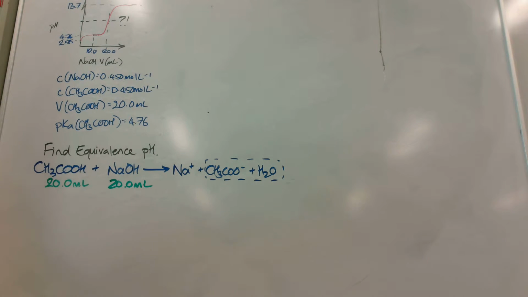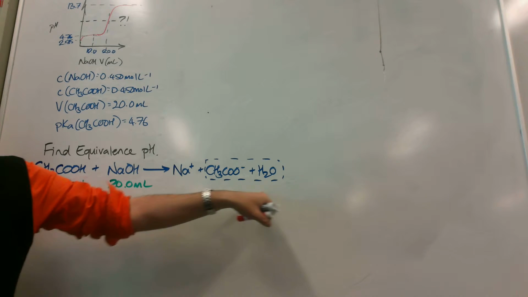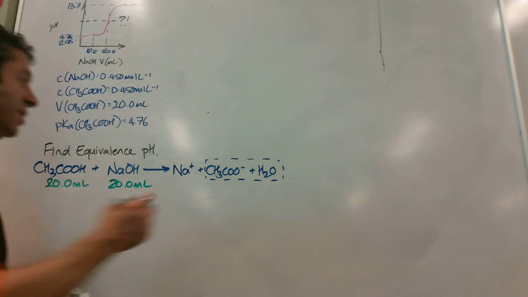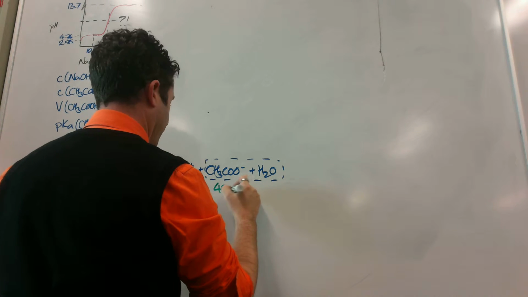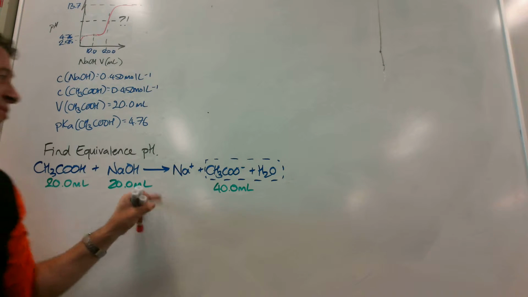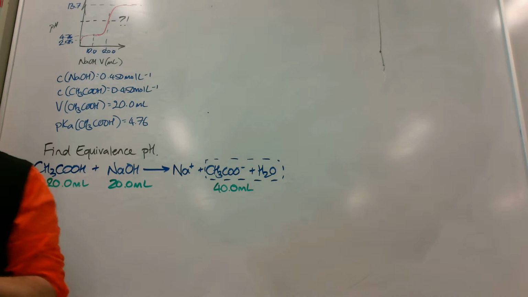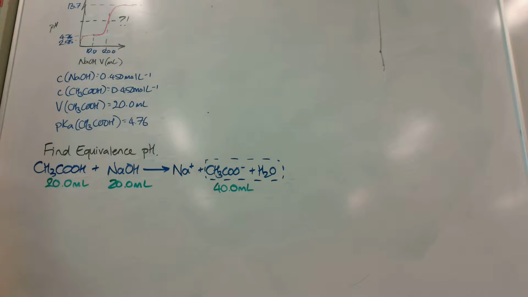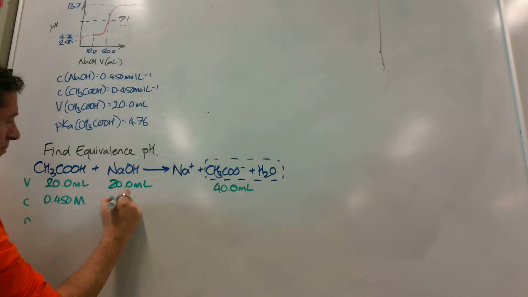If I have 20 mils plus 20 mils, and I assume that the densities of both of them are the same, it's an assumption you have to make in this, okay? Otherwise it's too hard. Then what would I expect the total volume over here to be? 40 mils. Okay, great. That's really important because without knowing that there's been a change in volume, I'm going to make an incorrect assumption about the concentration of that ion. Okay? Our concentration for each of these was 0.450 moles per litre. Sorry, I'll use shorthand for this one.